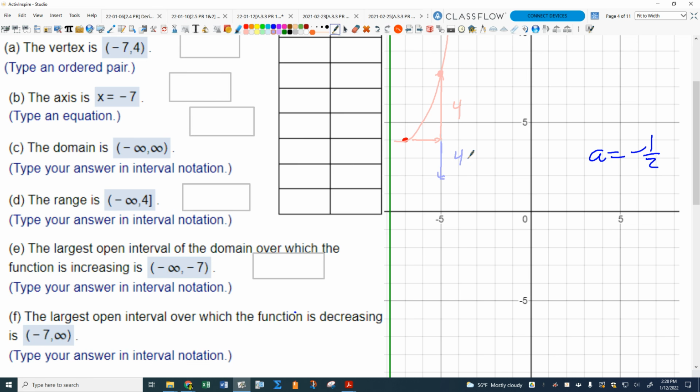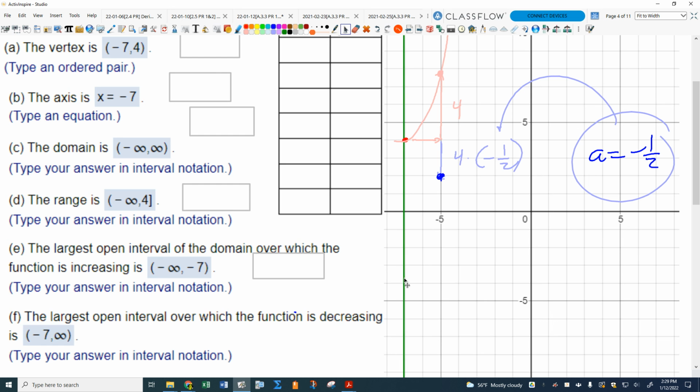So 4 times -1/2, right? Okay, so here's our point then. I can flip it over to the other side, but in this case I can't because it's off the graph. Here's my axis of symmetry if I want to move that over right there. And something like that. Okay? Good?